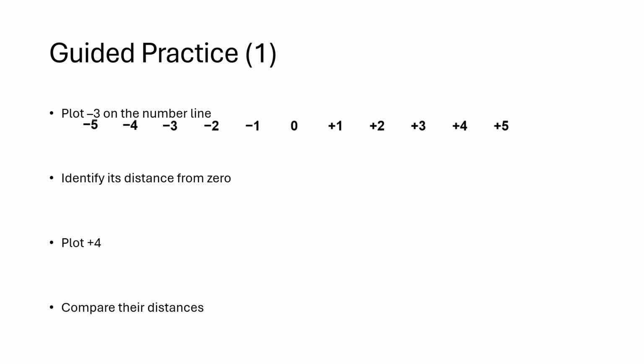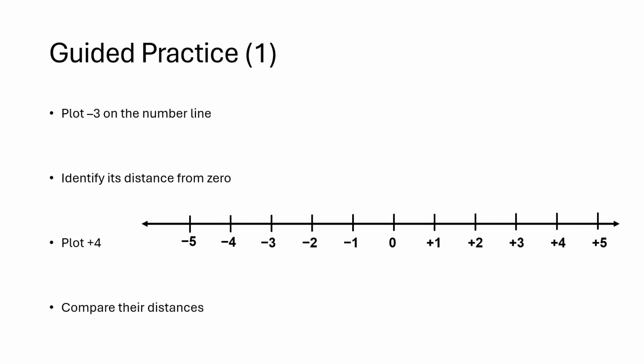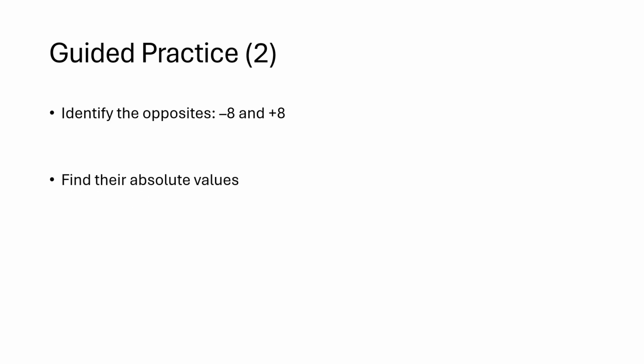Let's try a guided practice together. First, plot negative 3 on the number line. Now identify how far it is from 0. Remember, we count units. Next, plot positive 4 on the number line. Here's another guided practice. Start by identifying the opposites negative 8 and positive 8. Next, find their absolute value, how far each one is from 0. Now compare the absolute values of negative 8 and positive 8 and explain why they are equal. Opposites always share the same distance from 0.